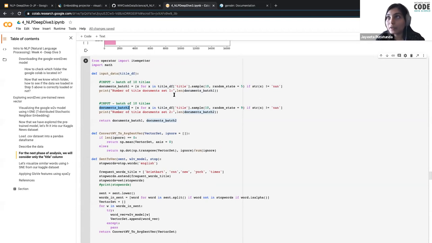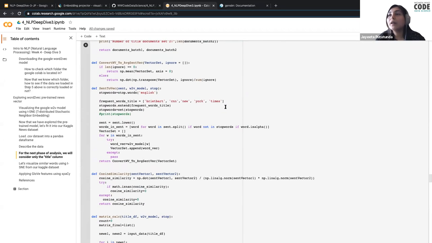How we are doing it is we're calling the title DF that we had, calling sample 10. And we are just checking, just to make sure that there is no error, no null values or empty rows. And then we're checking the length of it. As we go down, the length will be 10. Similar for batch two, but I have utilized random state 9 here, just to make sure that the same titles don't come in both sections. So random state 5 and random state 9 will have different sets of titles that we need to work with.